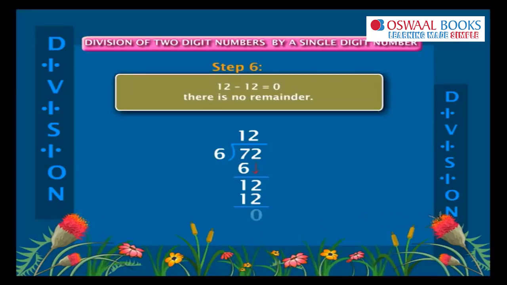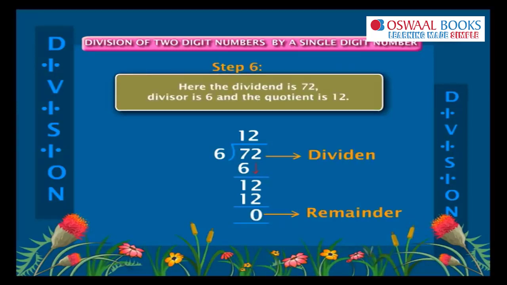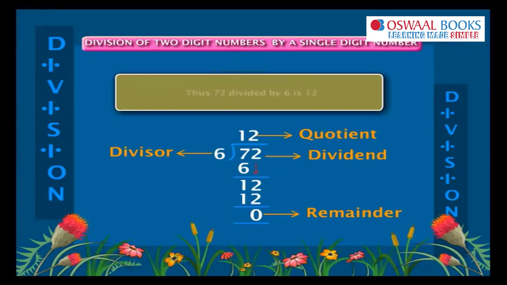12 minus 12 is equal to 0. There is no remainder. Here the dividend is 72, divisor is 6 and the quotient is 12. Thus 72 divided by 6 is 12.